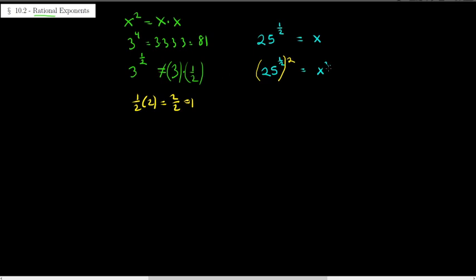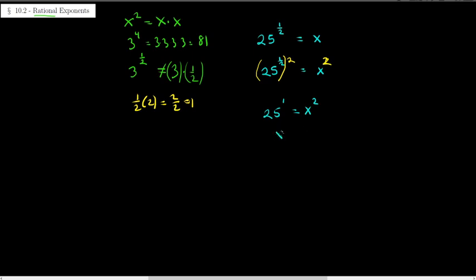Oh, sorry, this 2 should not be here. It's just x for now. But what I want to do is if I raise the left side to the power 2, I have to do the same thing to the right side. I can't do it to one side and not do it to the other side, right? So now we have a 2 there. By the rules of exponents, the left side is just 25 to the power 1, since 1/2 times 2 is 1. And the right side is x squared.